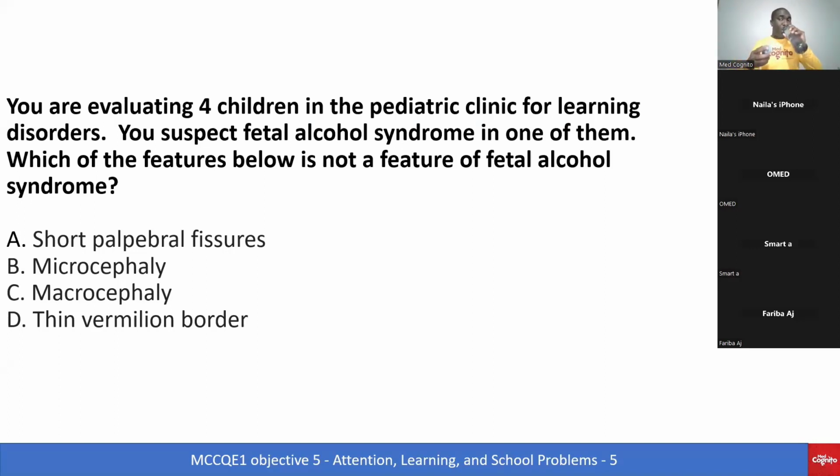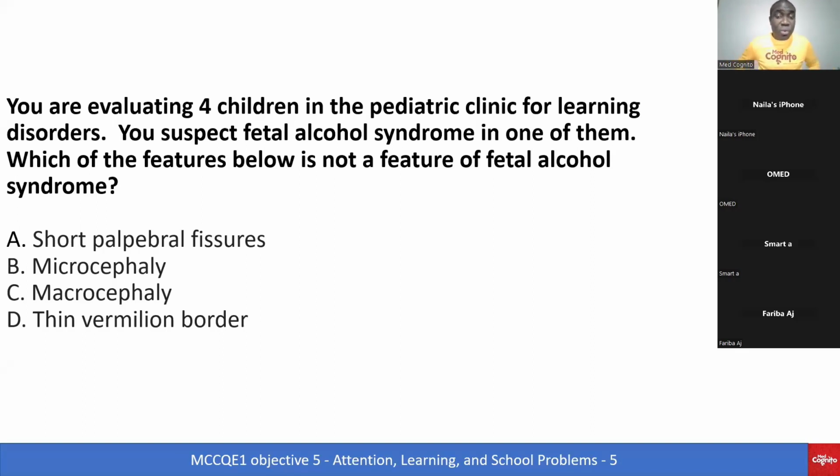You are evaluating 4 children in the pediatric clinic for learning disorders. You suspect fetal alcohol syndrome in one of them. Which of the following features below is not a feature of fetal alcohol syndrome? Microcephaly, macrocephaly, thin vermilion border, or short palpebral fissures? Beautiful. It's macrocephaly.